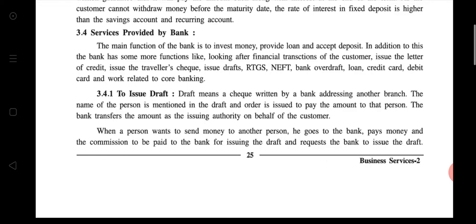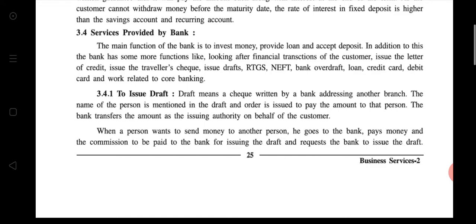So, first one is to issue a draft. What is a draft? Please mark the point. Draft means a check written by a bank addressing another branch. We have studied this in the subsidiary functions of a bank. The name of the person is mentioned in the draft. An order is issued to pay the amount to that person. The bank transfers the amount as the issuing authority on behalf of the customer.